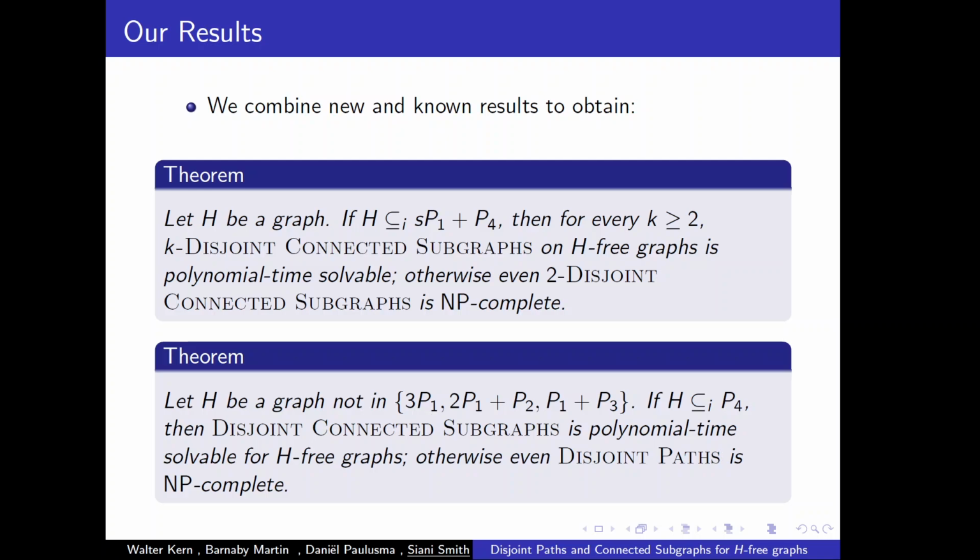And for theorem 2, we let H be a graph which isn't any of 3P1, 2P1 plus P2, or P1 plus P3, and if H is an induced subgraph of P4, then disjoint connected subgraphs is polynomial-time solvable for H-free graphs. Otherwise, even disjoint paths is NP-complete.